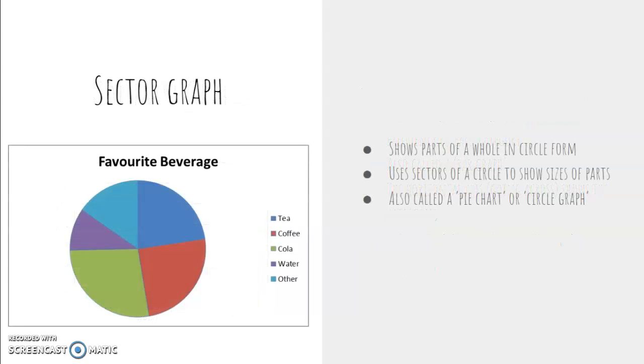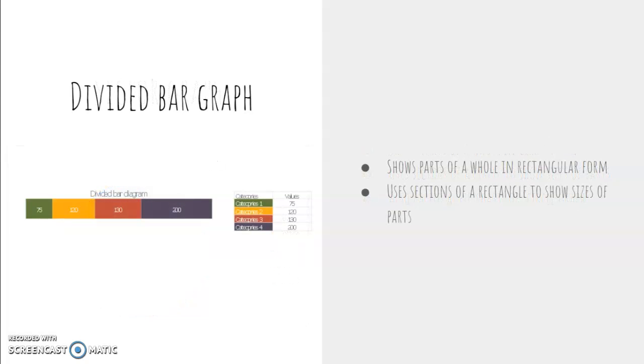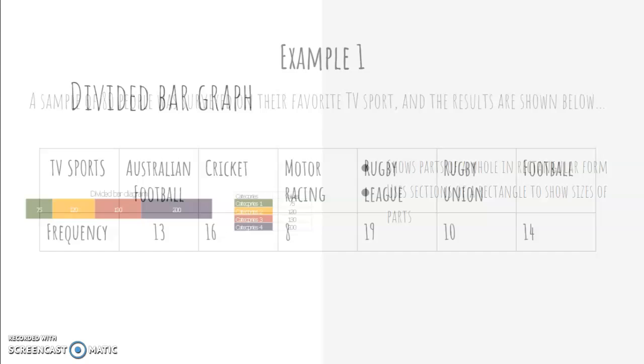So the next one's the sector graph. So sector graph shows parts of the whole in circle form. Use a sector of a circle to show sizes of parts, also called a pie chart or a circle graph. So next one is divided bar graph. Divided bar graph shows the parts of a whole in rectangular form. Use sections of a rectangle to show size of parts.